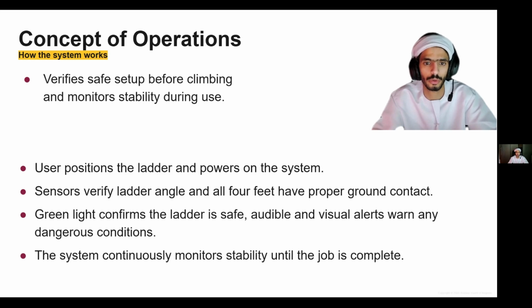Once the user begins working, the system continuously monitors the ladder, and if it detects any unsafe movements or instability while the ladder is being used, it immediately warns the user so they can safely stop working before any accidents happen. When the job is complete, the user turns off the device and stores the ladder. Because the system stays mounted on the ladder, it's always ready to use for the next time.